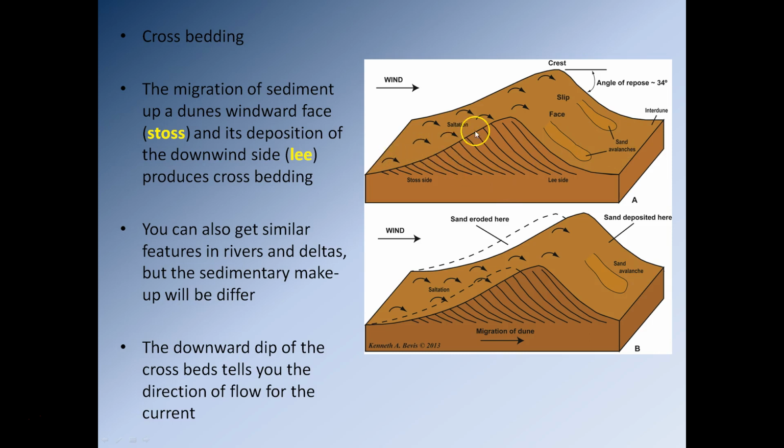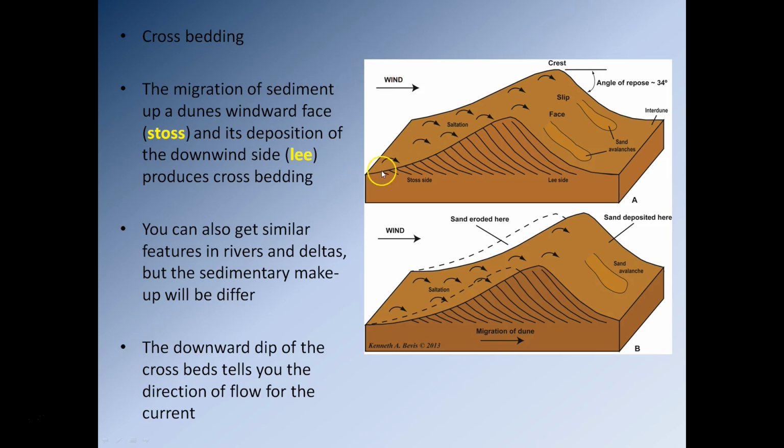Now, as the sediment goes up and is dropped down, the layers of sediment that are deposited down the lee essentially form these layers. You can see them here, these angled layers. And these are referred to as crossbeds. So crossbeds are quite useful because, number one, once again, they give us some kind of idea about the environment, but they also tell us about the direction in which the transporting medium was moving.